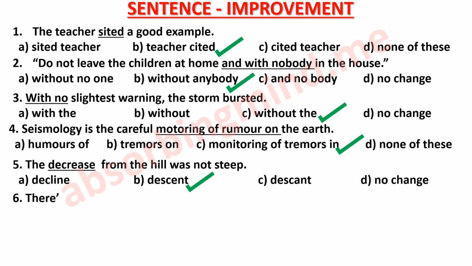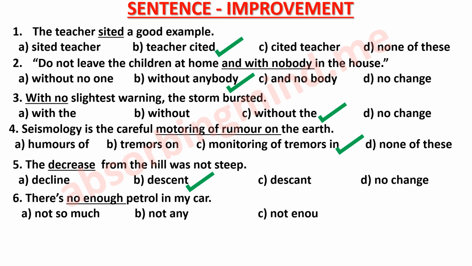The next example is, there's no enough petrol in my car. And the options are not so much, not any, not enough, and no change. Now, enough is a determiner. It is quantifying petrol. Had it been there's no petrol in my car, without enough in this statement, it would have been correct. But no enough is incorrect. So it has to be not enough. Before a determiner, we will use not and not no.